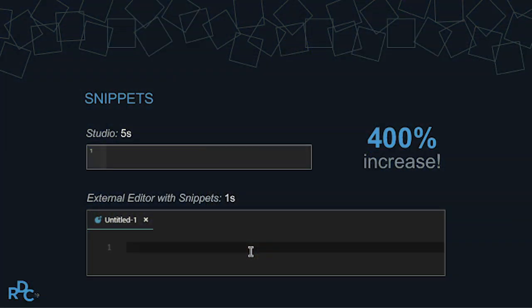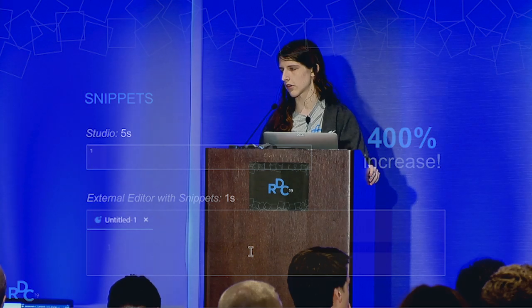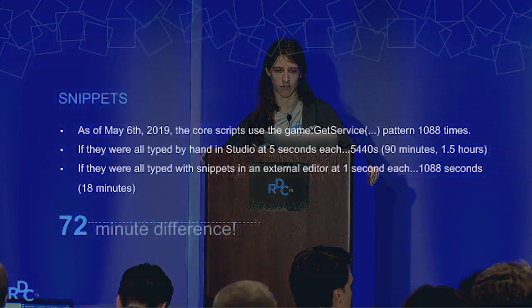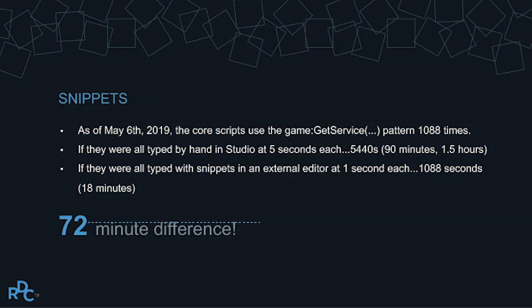Well, at the bottom is me using an external editor. This is the animation I just showed. You see I even hesitate a little, but I still get it in 1 second. Well, at the top in Studio, typing as fast as I can, it takes me 5 seconds. This is an increase in 400% just by using an external editor. But how important is that really? If you use snippets, then you would be writing this code a lot faster in Studio.